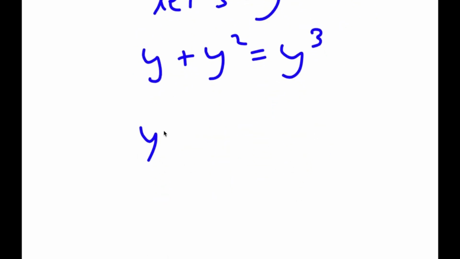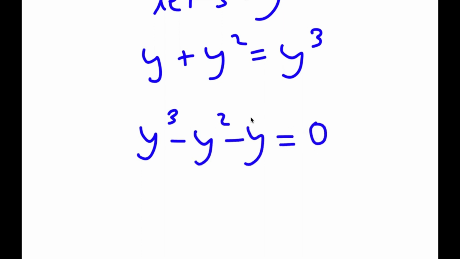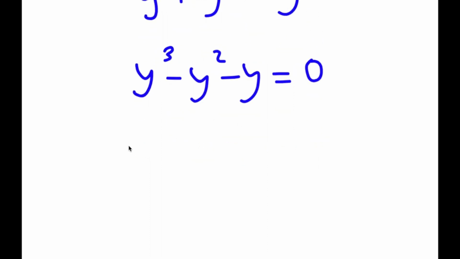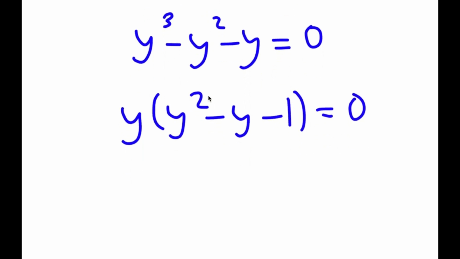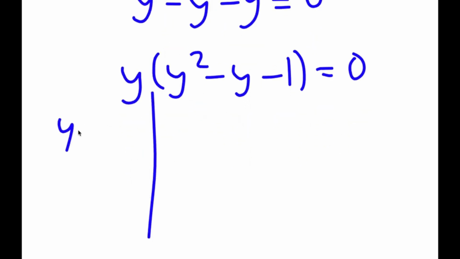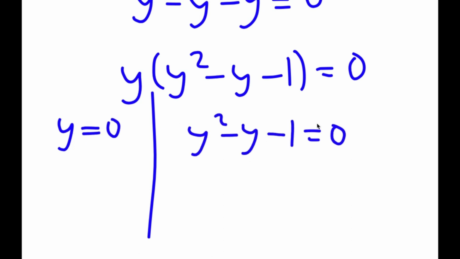And this can be written as y to the power of 3 minus y squared minus y is equal to 0. Now if I factor out y, I get y times y squared minus y minus 1 is equal to 0. So this gives me two equations. I get y equals 0 and y squared minus y minus 1 is equal to 0.